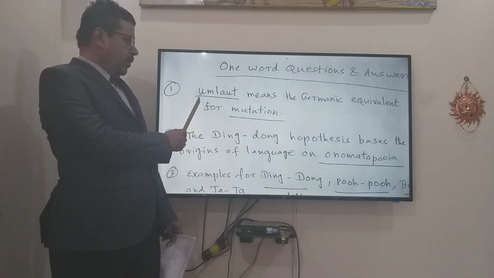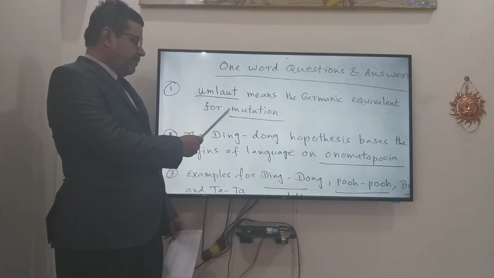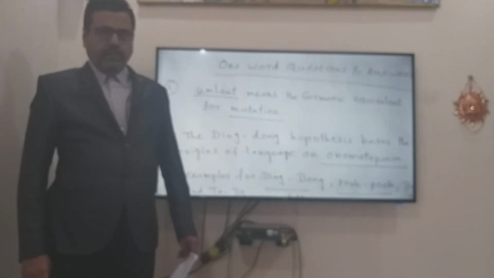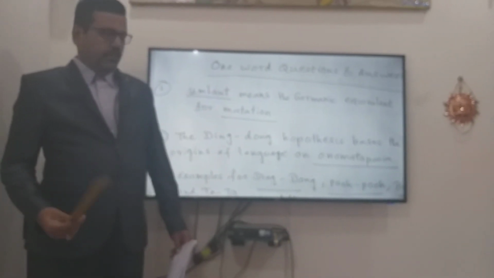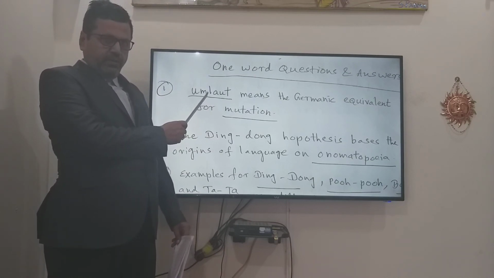First one, umlaut means the Germanic equivalent for mutation. So what do you mean by mutation? Mutation is an agricultural word. In Germanic, change of sound is called umlaut. So this word is very, very important. You have to remember this word.